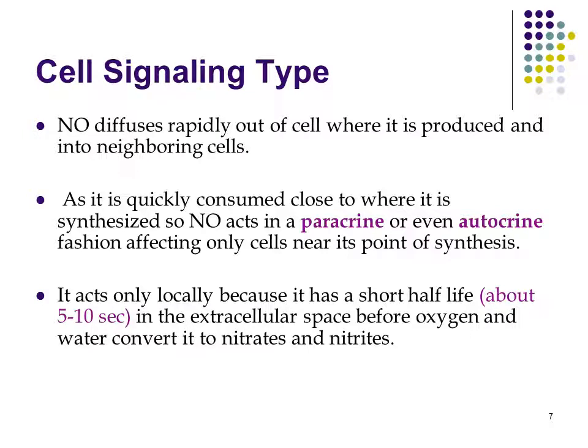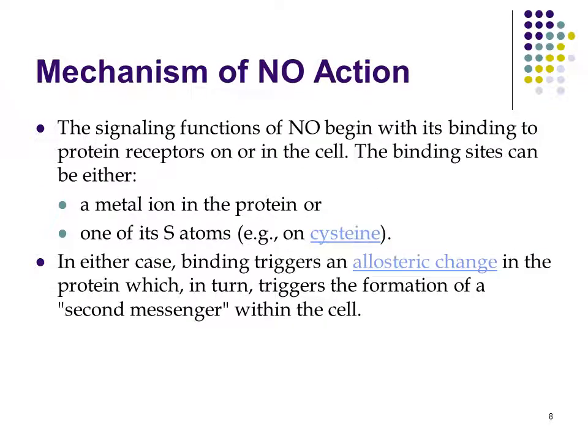Cell signaling type. Nitric oxide diffuses rapidly out of the cell where it is produced and into the neighboring cells. As it is quickly consumed close to where it is synthesized, nitric oxide acts in a paracrine or even autocrine fashion, affecting only cells near its point of synthesis. It acts only locally because it has a short half-life, about 5 to 10 seconds, in the extracellular space before oxygen and water convert it into nitrates and nitrites.